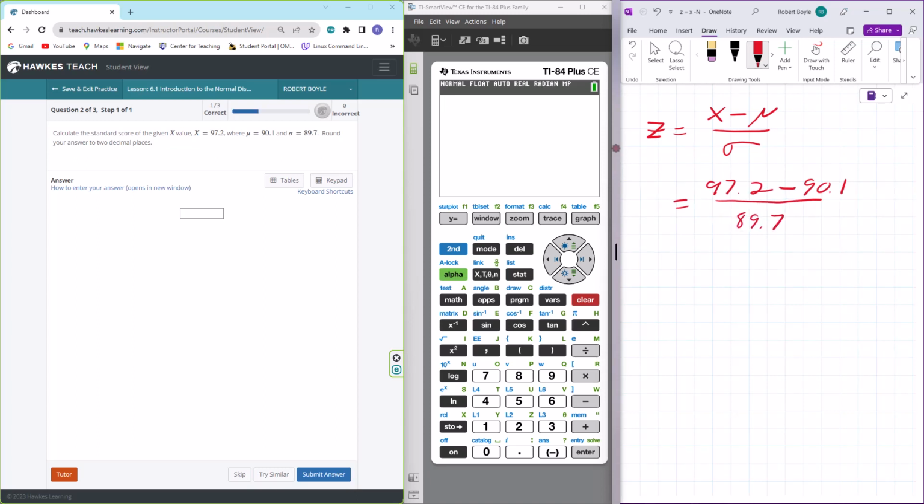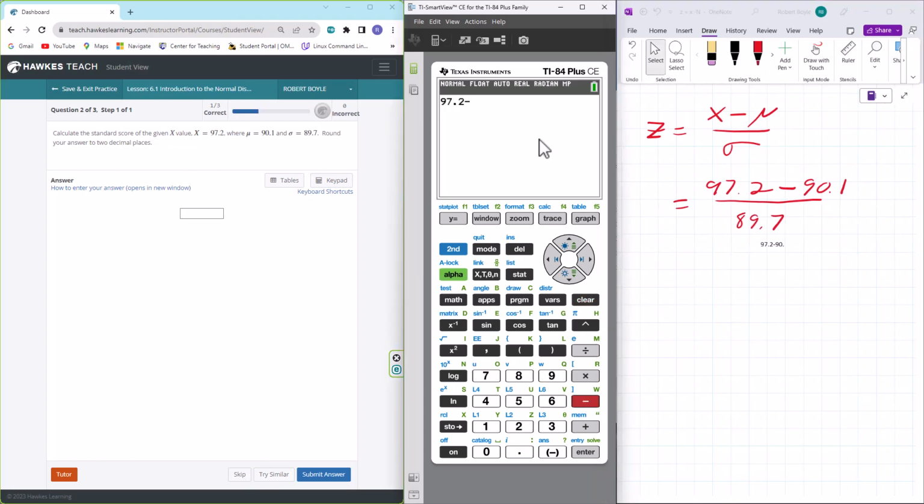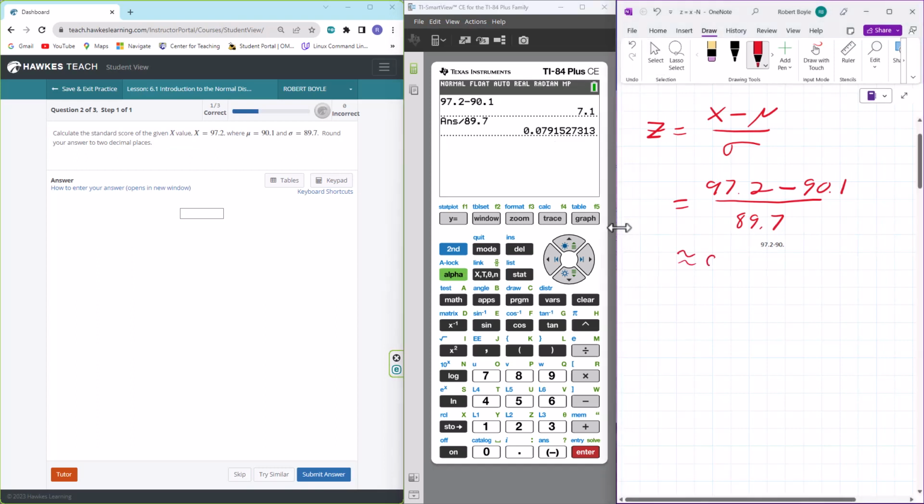How can you do that? Well, probably the safest way is, once again, compute the numerator. 97.2 minus 90.1, enter. Okay, now we can take that answer and then just go over here and click divide, brings that answer down, and then just do 89.7. That is our answer. Now remember, we want to round this to 2 decimal places. I have a 0.079. That's decimal place 1. That's decimal place 2. My third decimal value is a 9. So this is going to round to 0.08. And that should be our answer.